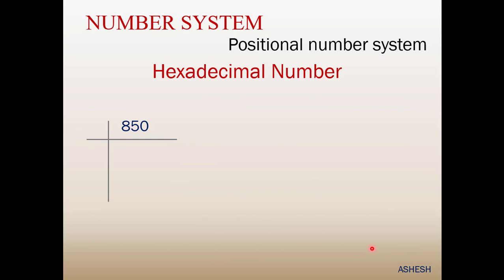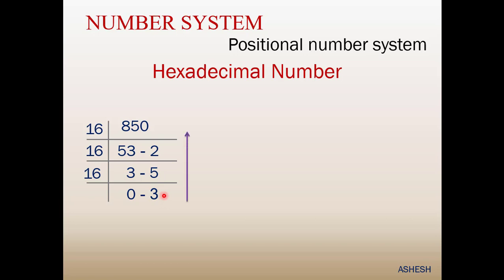Now we'll convert the decimal number 850 to a hexadecimal number. To do that, we have to divide 850 by 16. Then we'll get 53 as quotient and 2 as remainder. Again, we'll divide 53 by 16. Then we'll get 3 as quotient and 5 as remainder. Again, we'll divide 3 by 16, but it's not possible. So there will be no quotient, and 3 will be the remainder.